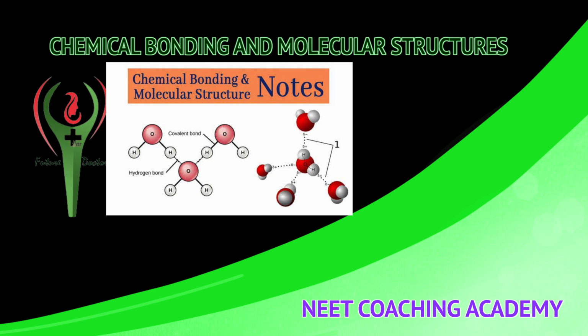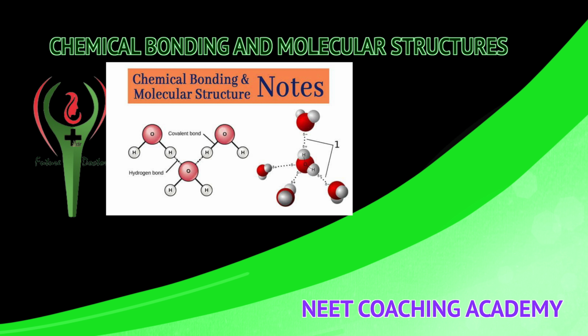Between carbon and oxygen, two shared pairs of electrons are present. A double bond is formed between each carbon and oxygen. Another example is ethylene, C2H4. A double bond is formed between the two carbon atoms. So, triple bond. When combining atoms share three electron pairs, a triple bond is formed. When three pairs of electrons are shared between two atoms, a triple bond is formed.